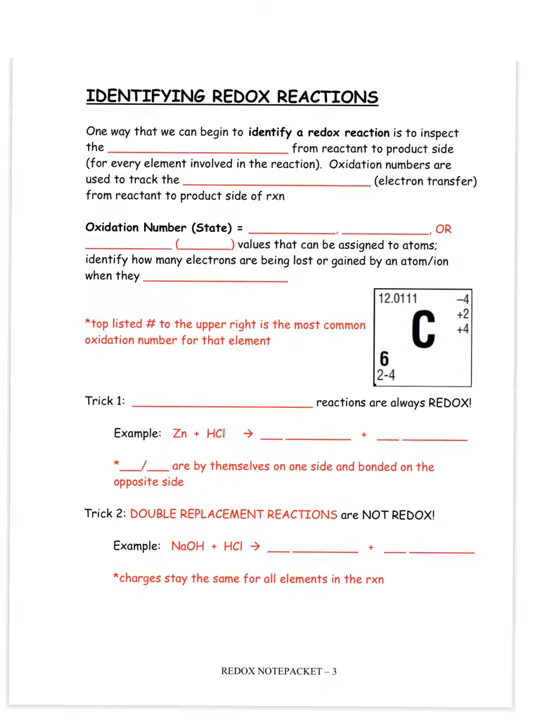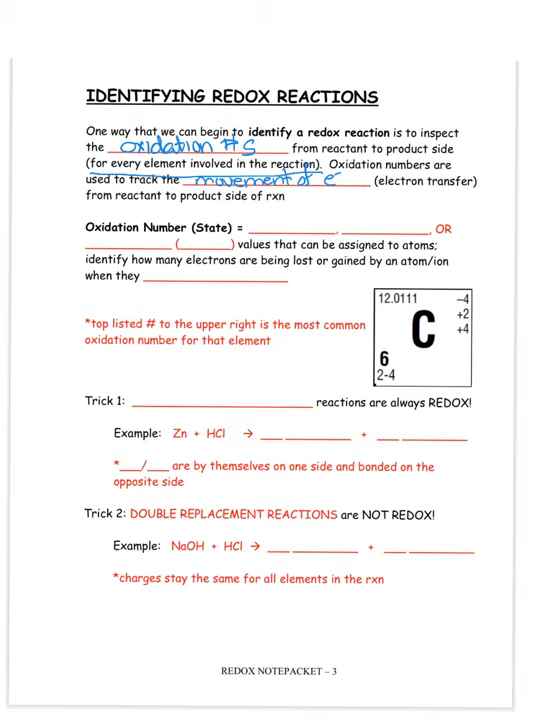And simply let's fill this in, right? It says one way that we can identify a redox reaction is to look at the oxidation numbers. We just saw that on the other page. So let's write that in. Oxidation numbers, from the reactant to the product side. And for every element that's involved in the reaction, the oxidation numbers are used to track the movement of electrons. So we're looking at the electrons that are being lost, and the electrons that are being gained from the reactant to the product side.